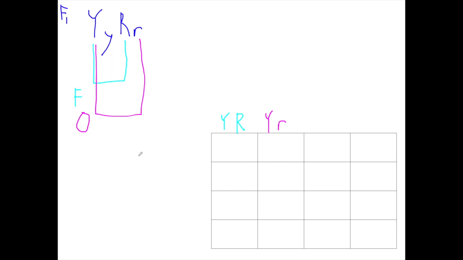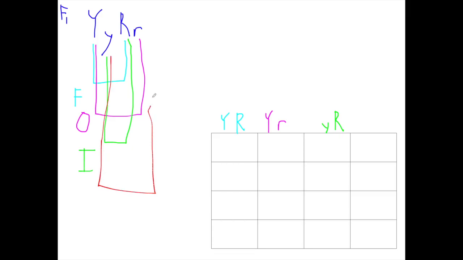The I in FOIL stands for inner. You're going to take the two inner genes, so little y with big R. That's the I in FOIL. And then the L in FOIL stands for last. Again, you're going to take the last of the two different genes, not the last two letters, not the last two R's. You're going to take the last of the Y's and the last of the R's, so that's little y, little r. That's how you FOIL: first, outer, inner, last. That's how you figure out the four possible gametes that parent can make.